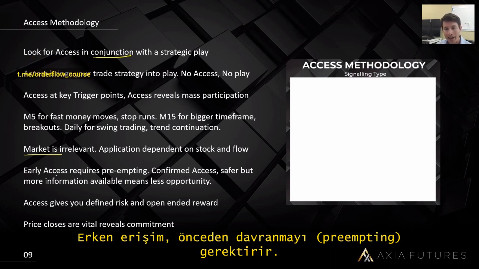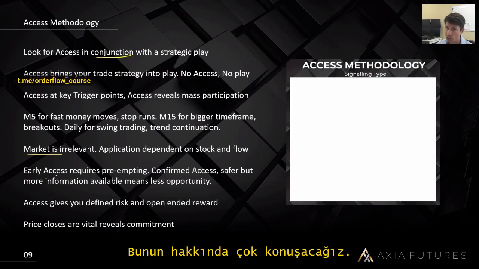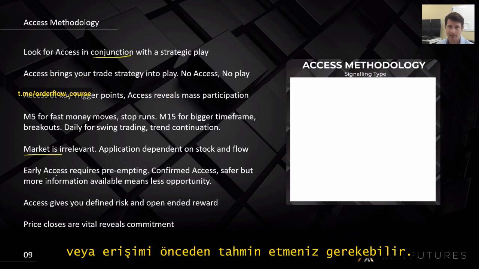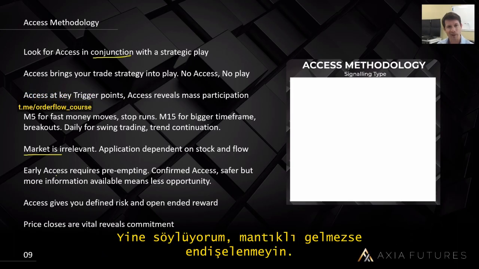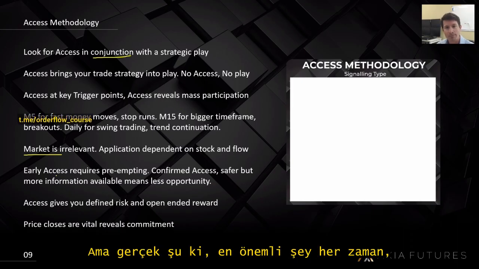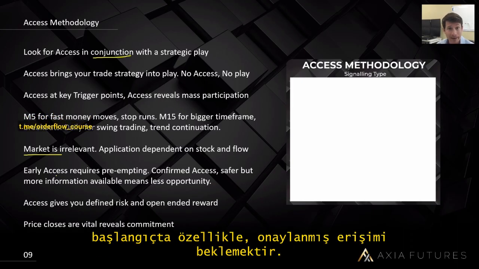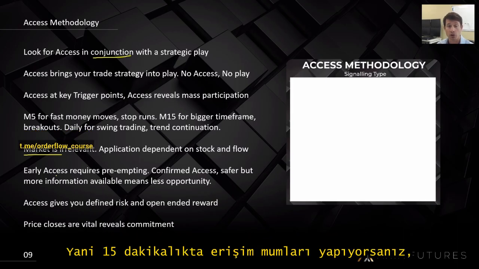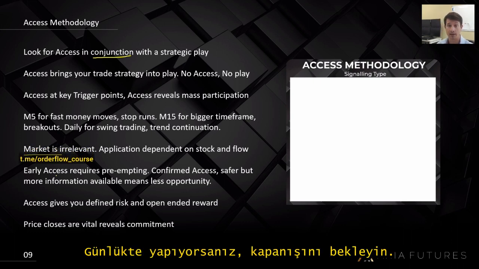Now, early access requires preempting. We're going to talk a lot about this. Sometimes you're going to need to access or preempt the access. And again, don't worry if this doesn't make sense. I'll show this to you in a minute. But the reality is the most important thing is to always, in the beginning particularly, allow for confirmed access. In other words, wait for a candle to close. So if you're doing access candles on a 15-minute, wait for the close of that candle. If you're doing it on a daily, wait for the close of it.